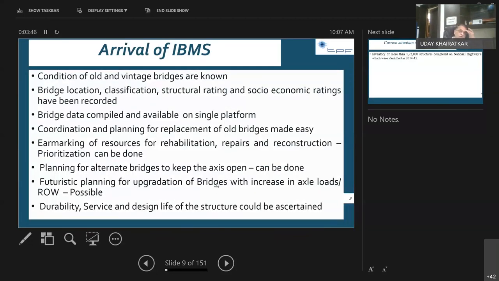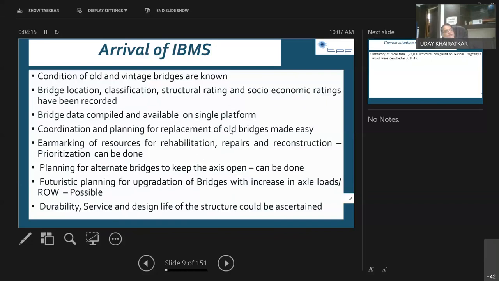So with the launch of IBMS, the condition of old and vintage bridges is known. Now we do have data on all the bridges on national highways in India. Bridge location, classification, structural rating, and socioeconomic ratings have been recorded. Bridge data is compiled and available on a single platform. Coordination and planning for replacement of old bridges is made easy now. Earmarking of resources for rehabilitation, repairs, and reconstruction, and prioritization can also be done.